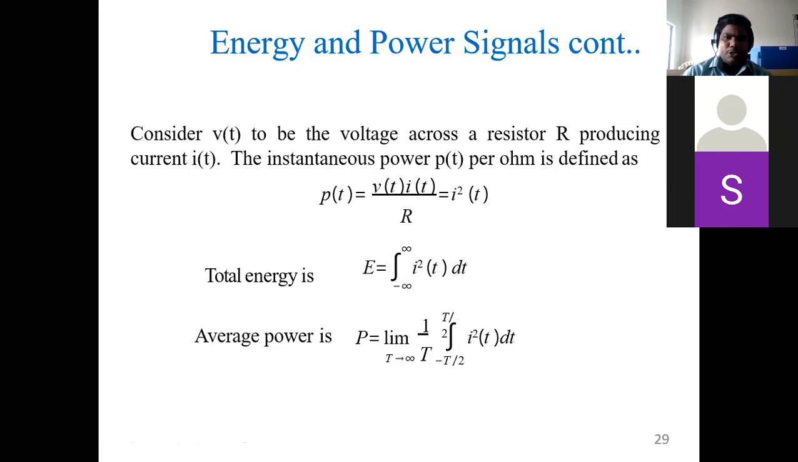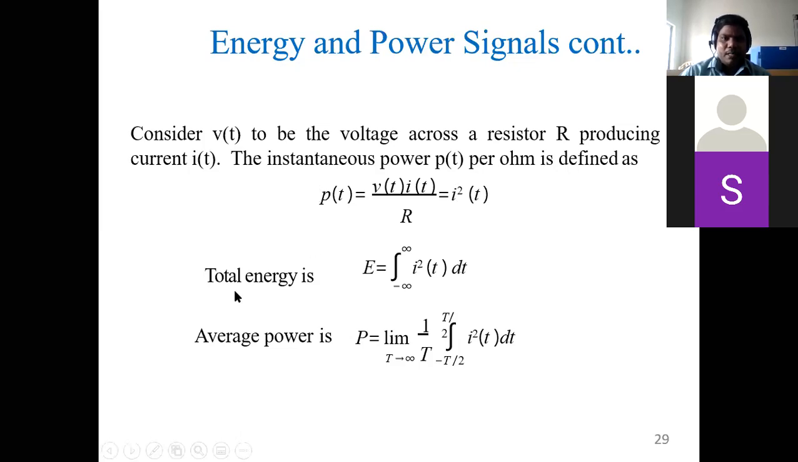The basic formula from Ohm's law is I equals V by R, where here we have to obtain the power with respect to time in a given signal, which is mathematically represented as P of t equals V of t into I of t, that is equal to I square of t by R. This is the standard notation for power signal.